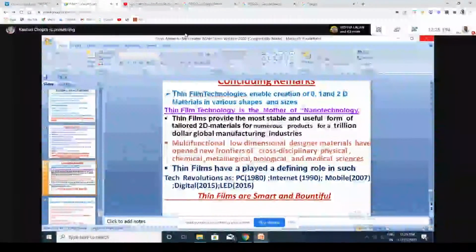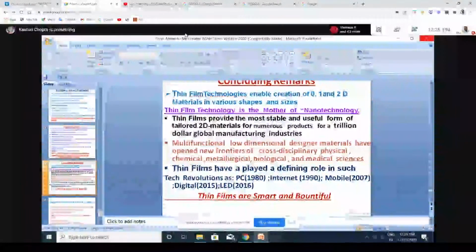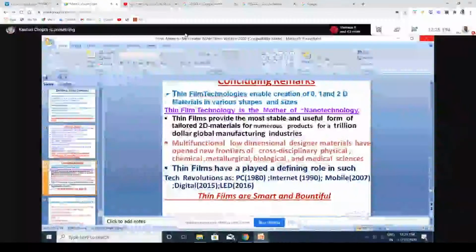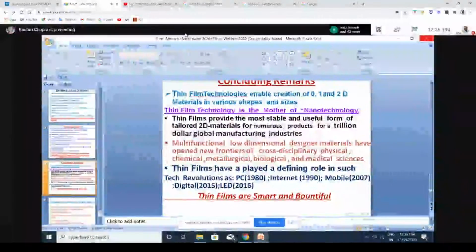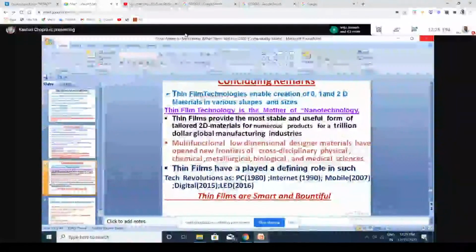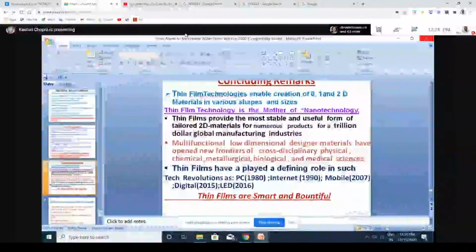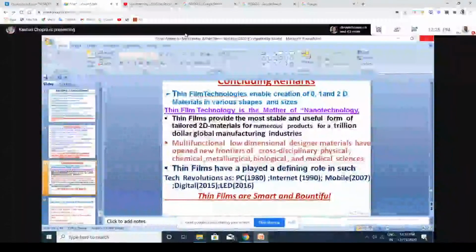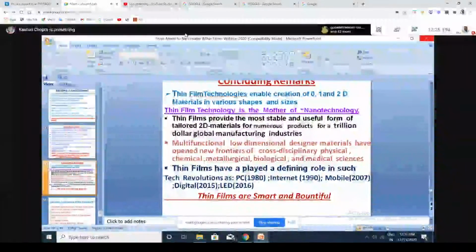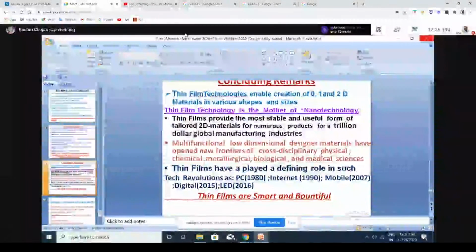Unfortunately, the word thin film is not very attractive. Nobody wants the word thin films, okay? Except the ladies, they would like to be thin, okay? But thin films is not. So everybody loves the word nano. That's okay. It's a very fancy name, but beautiful thin films are the most beautiful thin nano materials. So they are smart, there's no doubt about that, and they are bountiful.